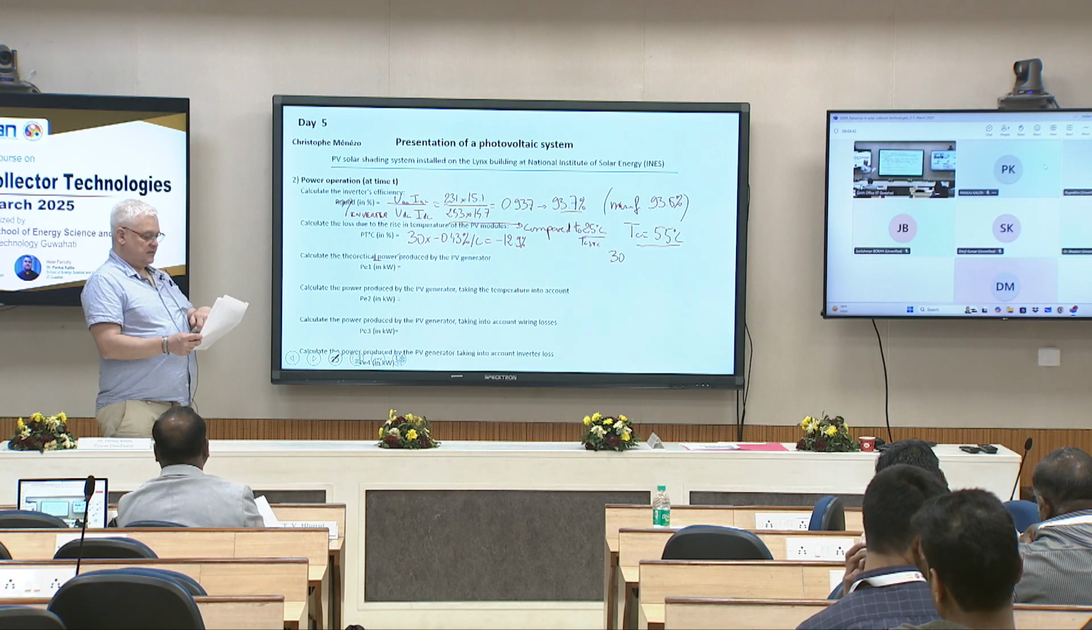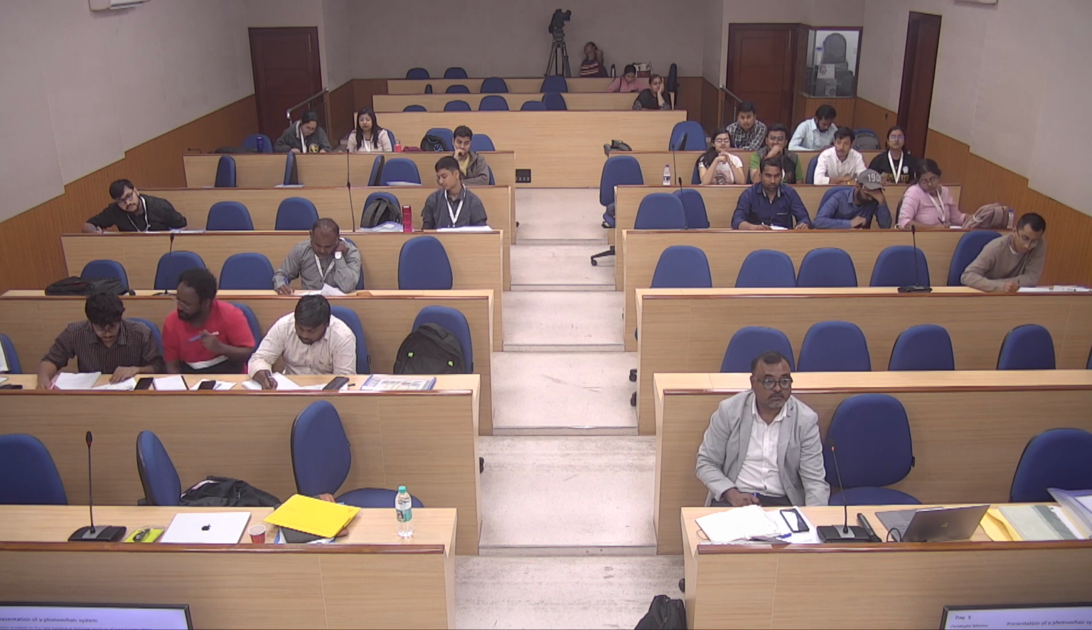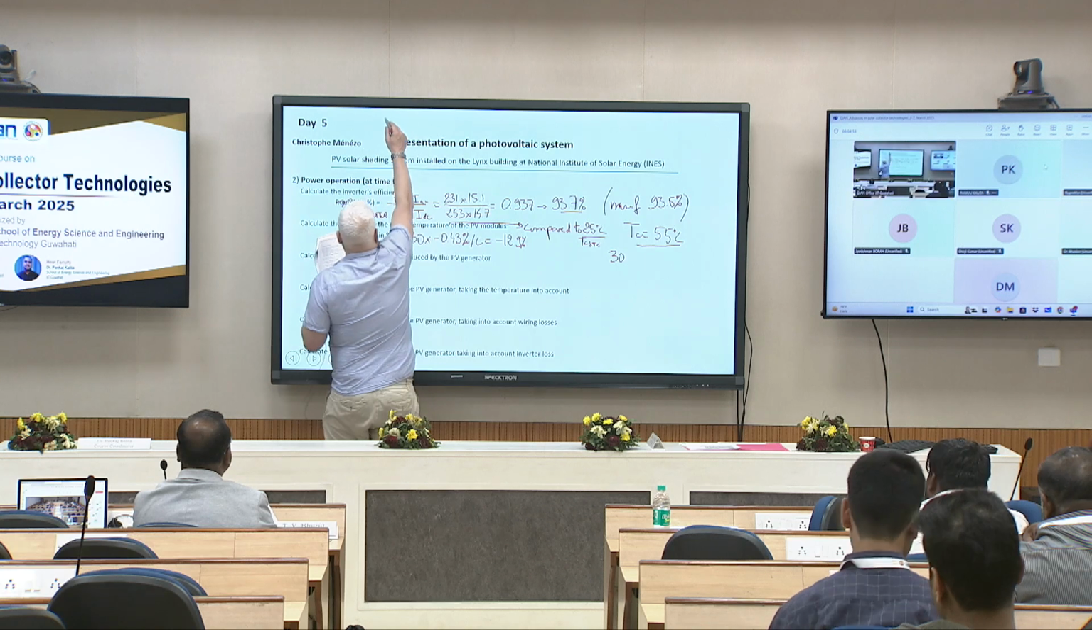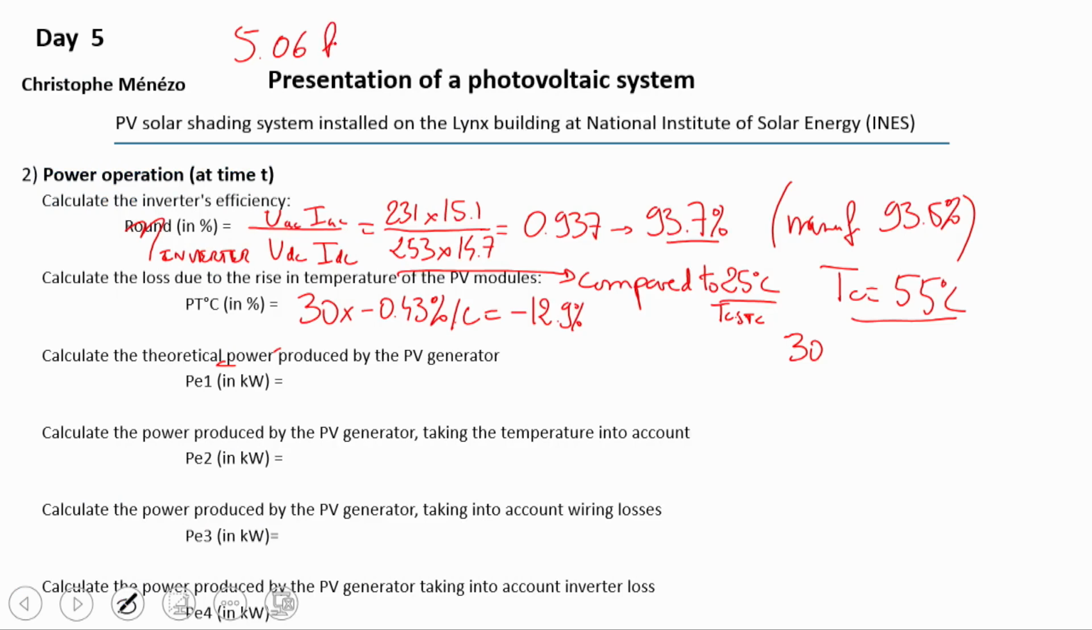506 kilowatt is the power of the PV, yes, but under 1000 watt per square meter. We have 506 kilowatt if I have 1000 watt per square meter. But we have 830.